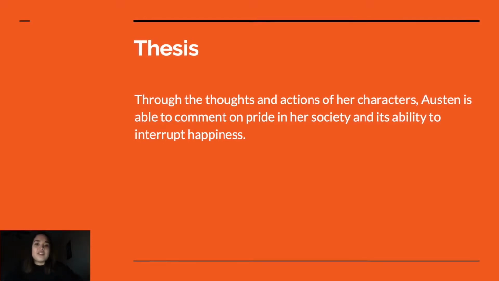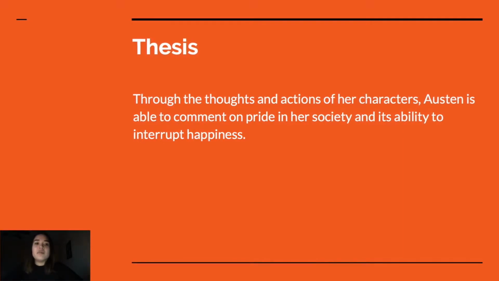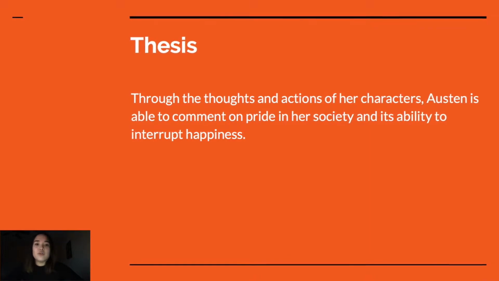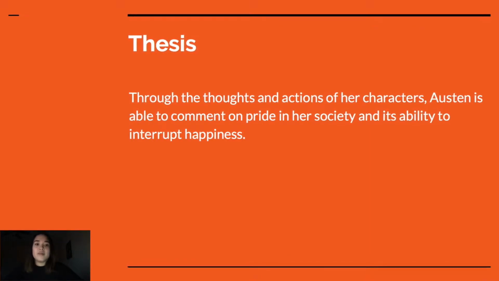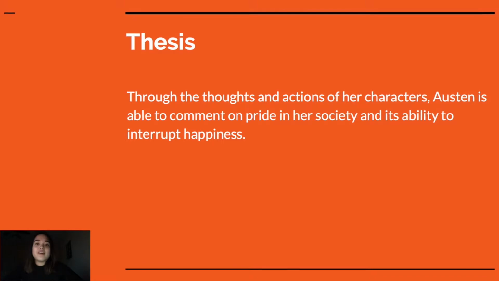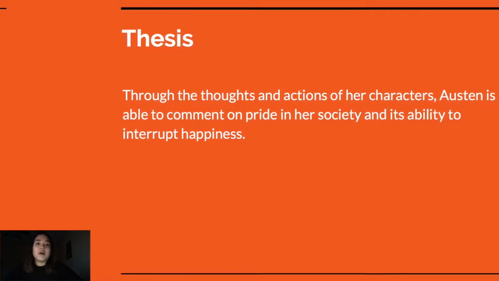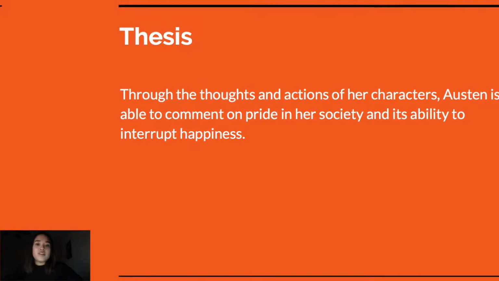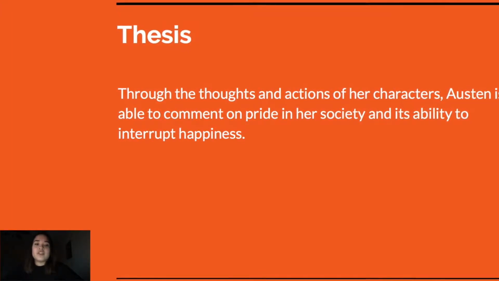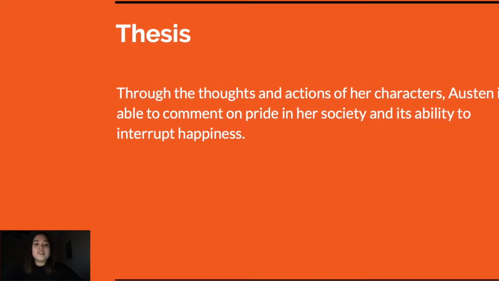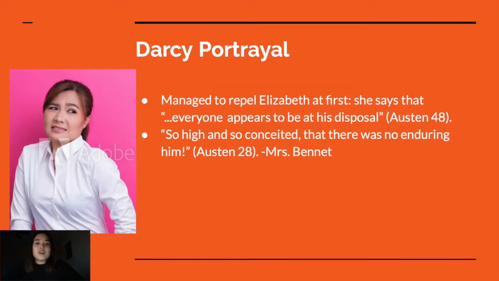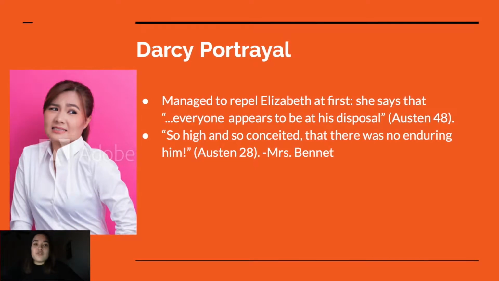Pride is a personality trait that can ultimately bring people down. Jane Austen communicates this fact through her portrayal of multiple characters in Pride and Prejudice. Throughout the novel, it is made clear that the characters' pride leads to their misfortune and possible demise. Through the thoughts and actions of her characters, Austen is able to comment on pride in her society and its ability to interrupt happiness.